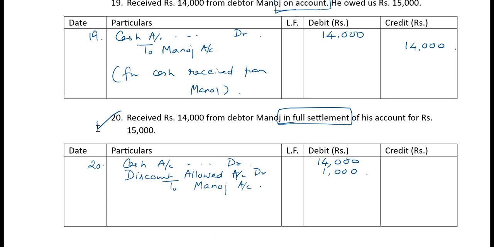To Manoj account. Manoj is a debtor. Debtor is an asset. There's a decrease in asset of 15,000 because we are not going to receive any more amount apart from the 14,000, and the debt of Manoj decreases by 15,000 rupees. Narration: amount received in full settlement.